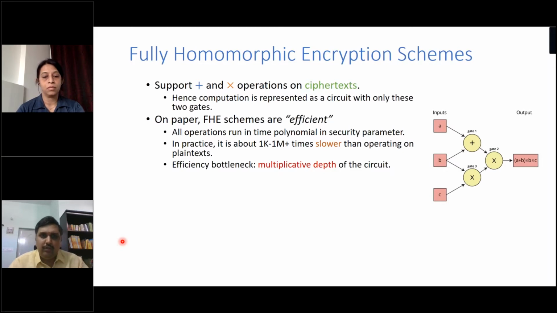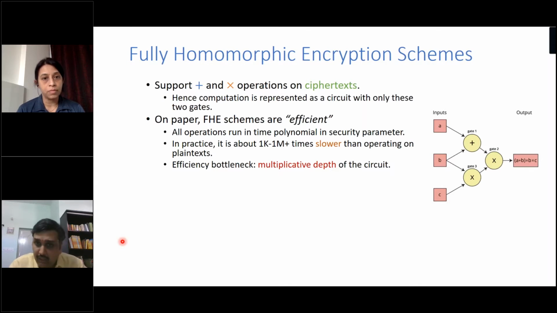What is the real problem? Homomorphic encryption schemes seem to have a lot of potential, right? But why are they not widely deployed? The problem is, they're all efficient theoretically, they're all probabilistic polynomial time algorithms. But in practice, it's about 1,000 to a million times slower than operating on plain text. Even if you encrypt a bit, it could be a few kilobits, or up to a few megabits, depending on the scheme you are using. So there's already a slowdown by a factor of 10 to the power 8 or 10 to the power 6.